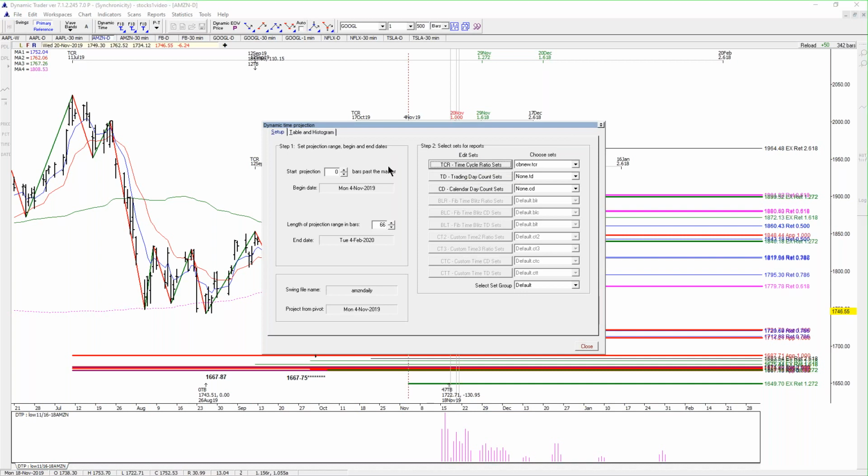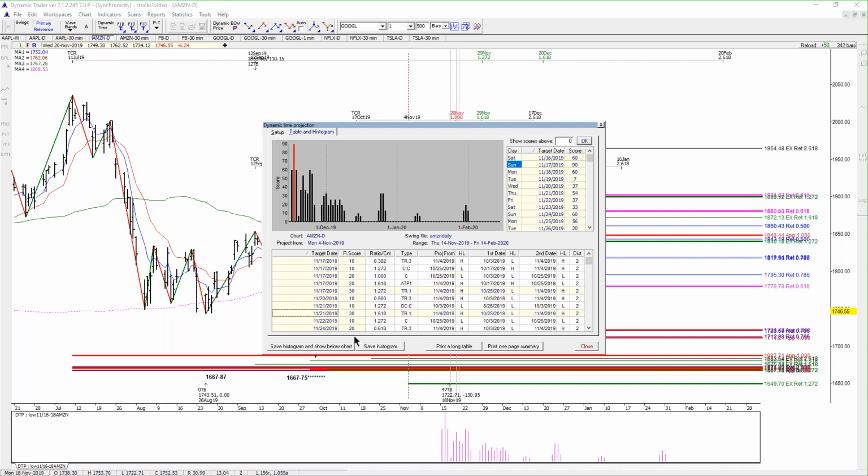And all I have to do is go forward to where we're at. Let's say Monday. Well, let's just do it Friday the 14th. So I'm going to click on the table and histogram, and it takes all of those swing highs and swing lows and does the math. And here's all the cycles right here. And then it showed you potential for a low 16th, 18th. And I mean, it was a standout.